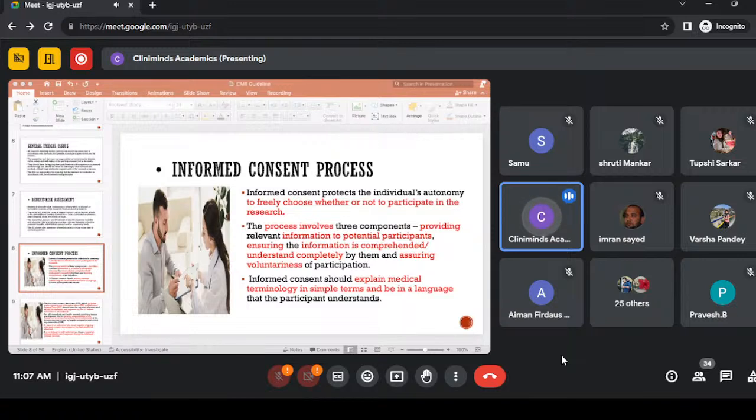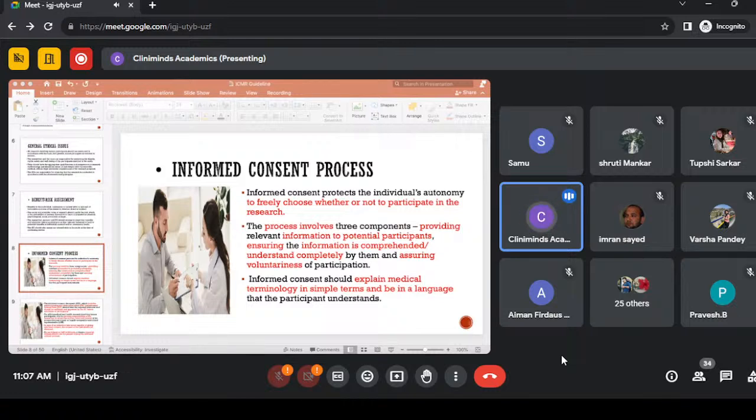They should not be under any influence when they are deciding whether they should participate in the trial or not. So after they have been provided with the information and have understood it, they are provided with the written document, the patient information sheet, which gives the complete information about the trial. When everything is clear to them and they are provided with ample time.